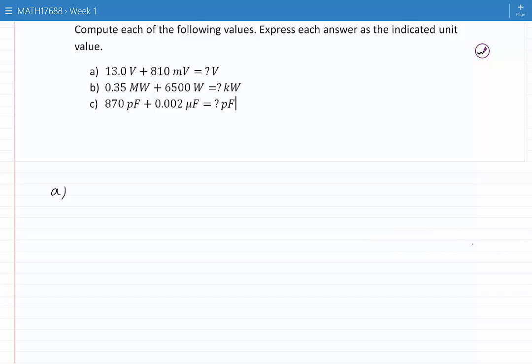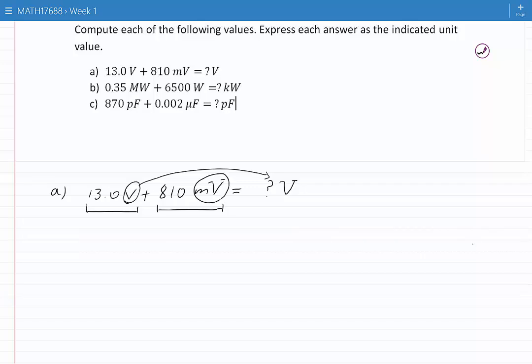We would like to add 13 volts to 810 millivolts and write the answer in terms of volts. Our first number has the correct unit, which is volts, the desired unit which you see at the end. But the second quantity has a different unit, and that's millivolts. To add these two numbers, we would need to convert both of the units, volts and millivolts, to the same unit, which would be volts, and then we can add them up.